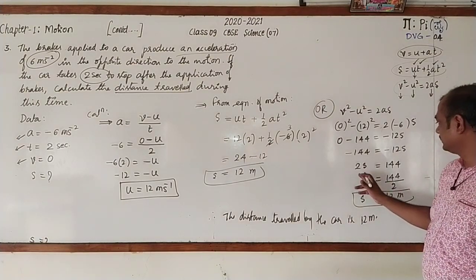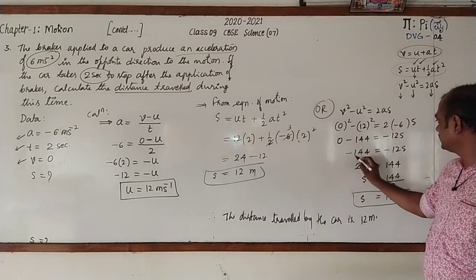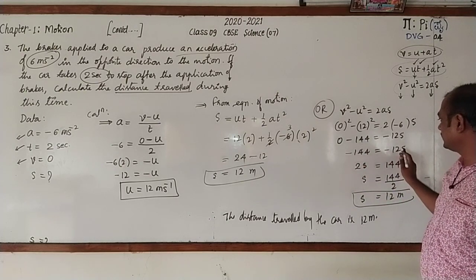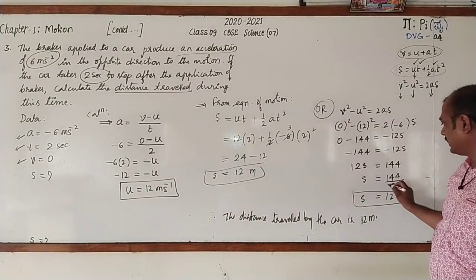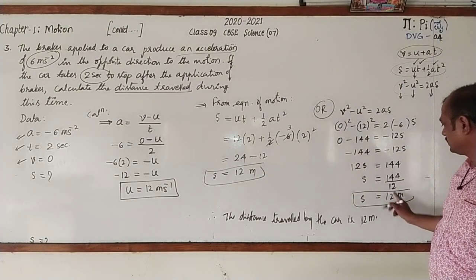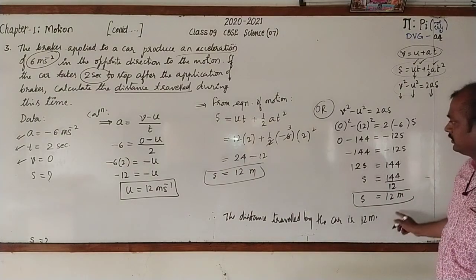And another, sorry, here we have made a small mistake. Here minus minus gets cancelled. It is 12s. Then S equal to 144 by 12. 12 ones are 12, 12s are 144.